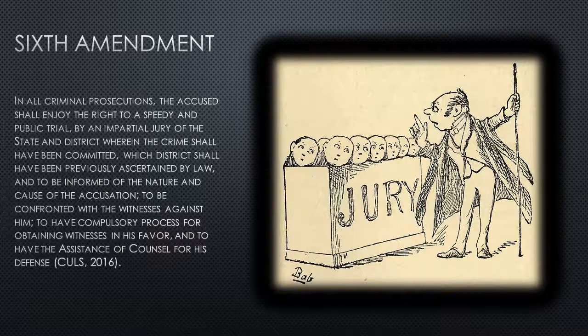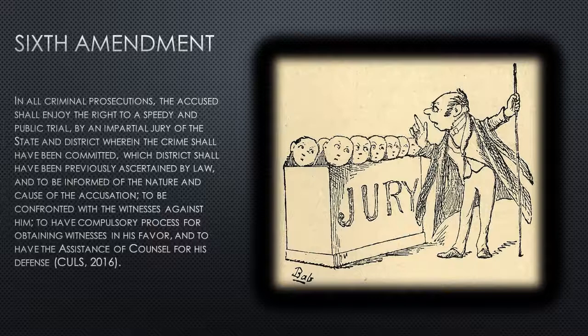Under the 6th Amendment, in all criminal prosecutions, the accused shall enjoy the right to a speedy and public trial by an impartial jury of the state and district where the crime shall have been committed. Speedy trial: the person who is accused of a crime has the right to get a quick trial. This does not mean that the trial will happen in a week, but the state cannot make the person sit in jail for a long time, like 5 years.